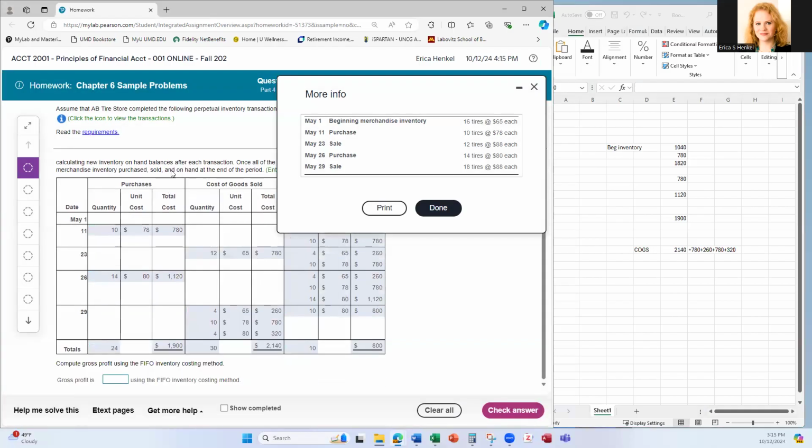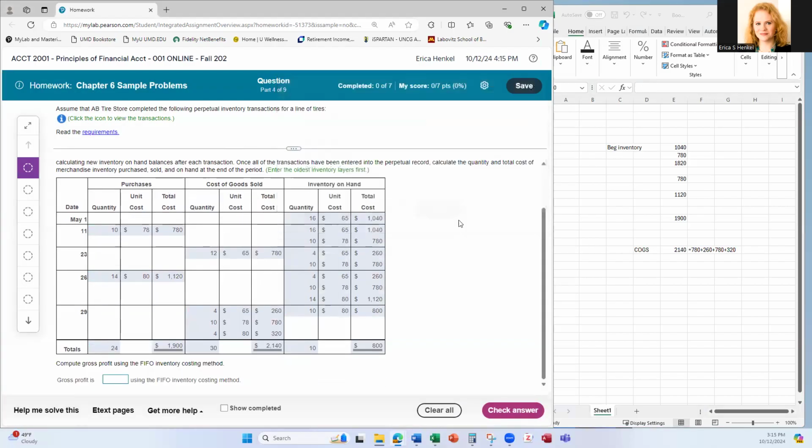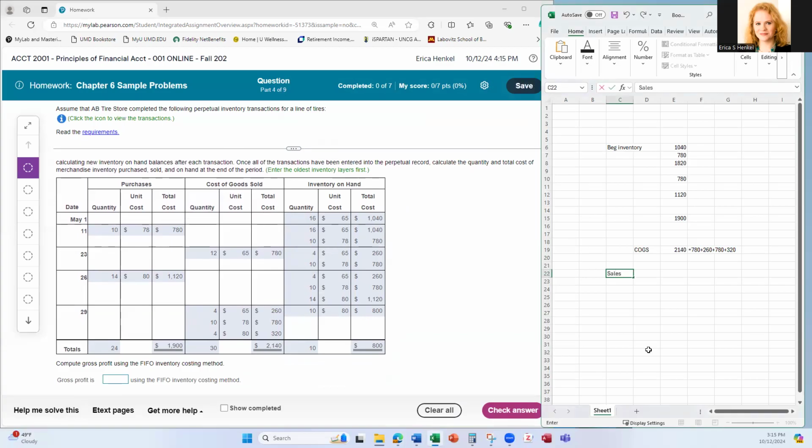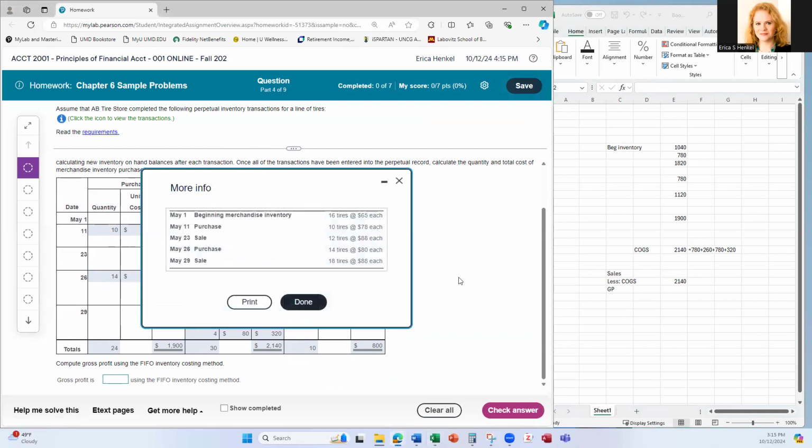Okay, so that was our total here. Now they're saying, okay, what is our gross profit? Well, to get to gross profit, just like in our last chapter, we need sales less cost of goods sold to arrive at gross profit. So our cost of goods sold, we just calculated, that's 2,140. The sales, we're going to have to figure out based on this information here, right?